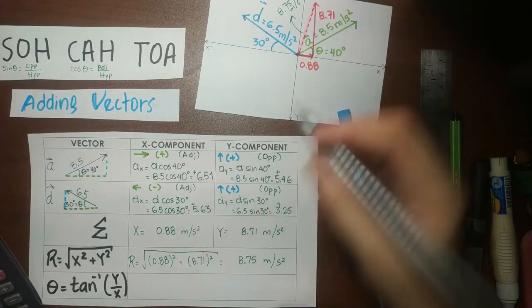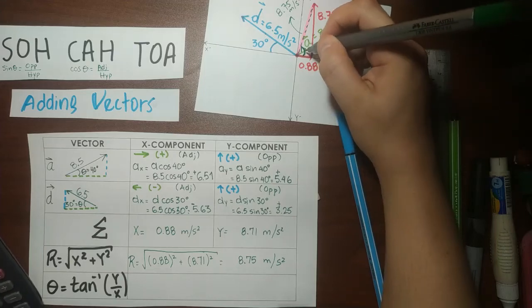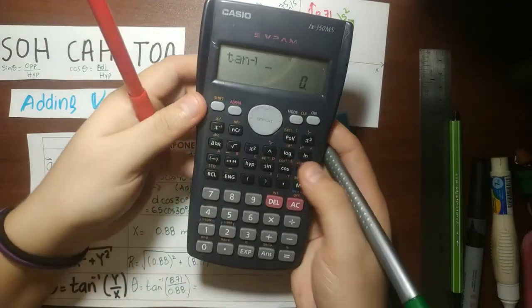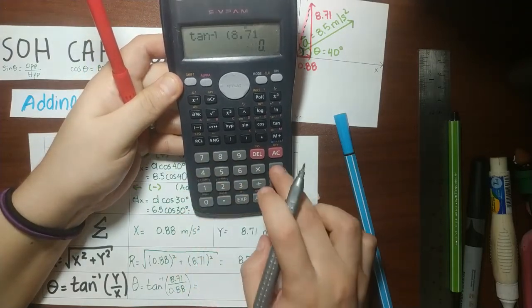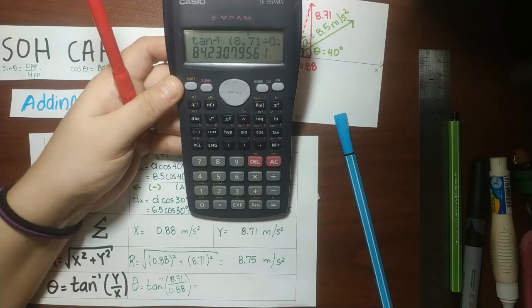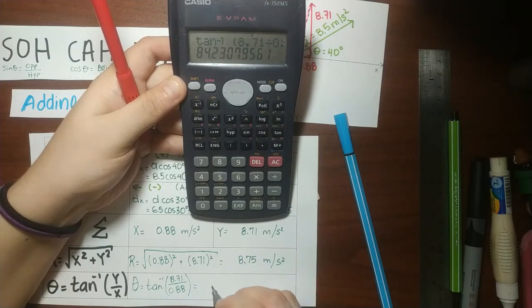Now, I want to know the angle. So I want to know how much is this angle, the angle of my resultant. So I apply the formula to get the angle, and I say, okay, my angle is equal to arctangent of y, the component in y, which is 8.71, divided by my x component, which is 0.88. So this is equal to shift tan, parentheses, 8.71 divided by 0.88, close parentheses, equal. Take a look. My angle right here is 84.23 degrees.